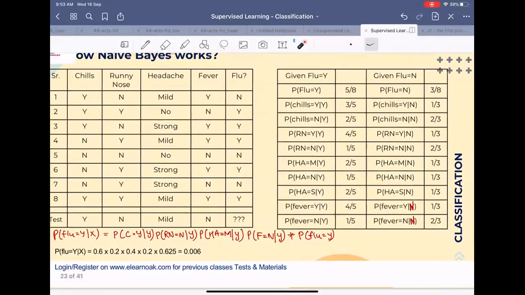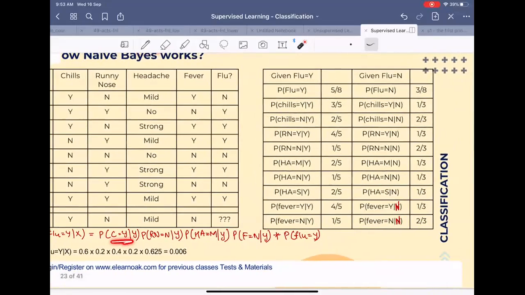First part, the probability of chills as yes and flu as yes, which is this term, 3 by 5. 3 by 5 is 0.6. So I say the first term is 0.6. Next term, the probability of runny nose as no and flu as yes. This term, 1 by 5. 1 by 5 is 0.2. So instead of this, I put 0.2 here.